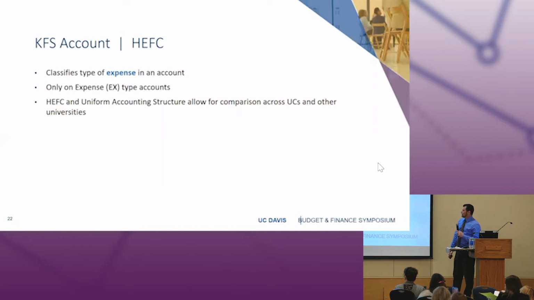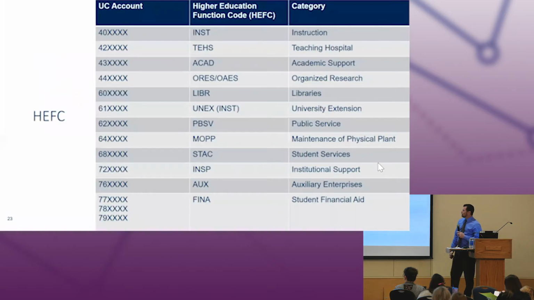Higher ed function code classifies type of expense in an account, used for expense types, and allows for comparison across UCs and other universities. Here are higher ed function codes.